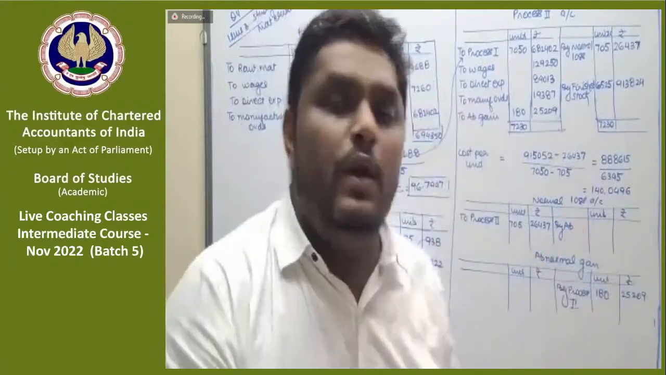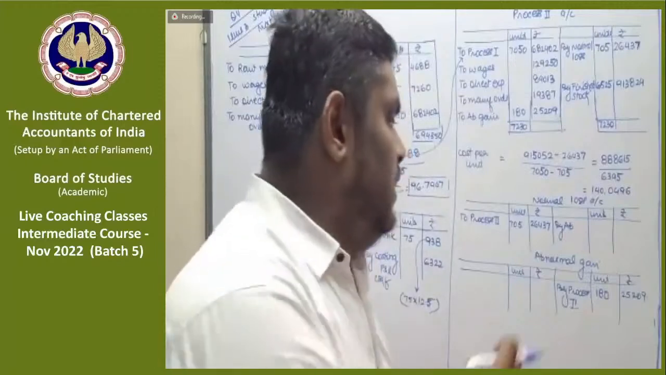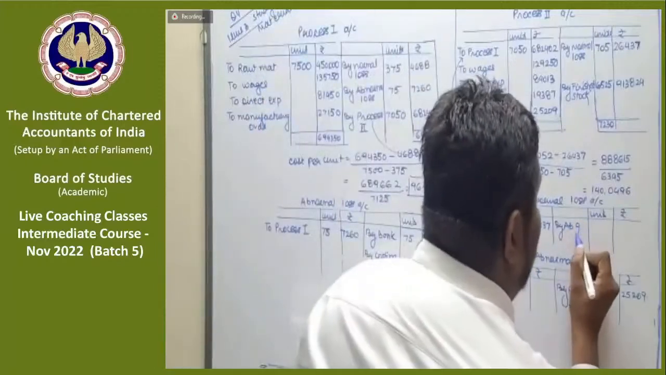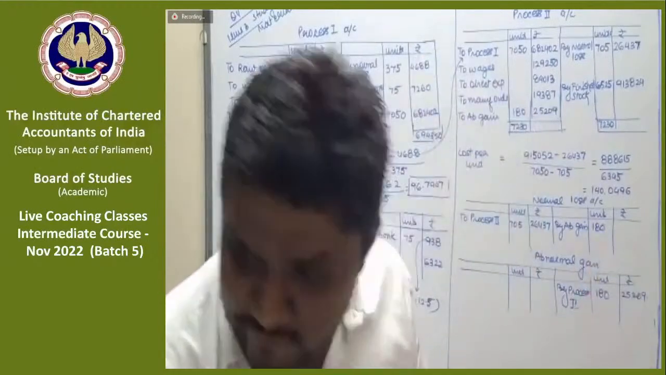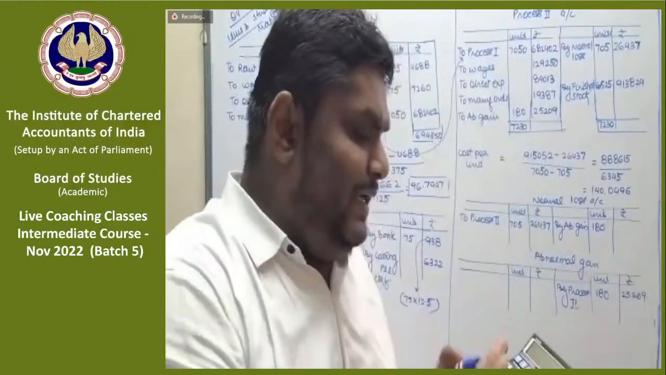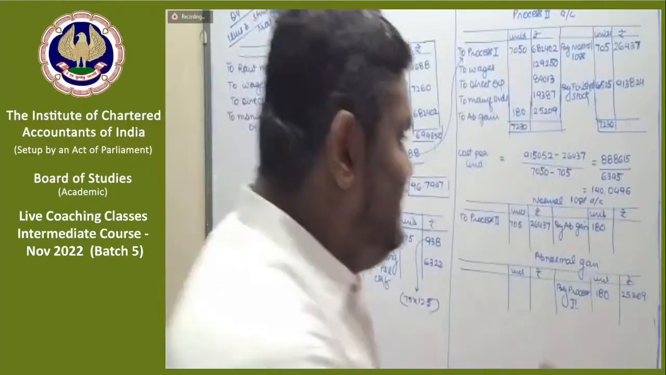I repeat again, what is abnormal gain? The saving in the normal loss. So we'll adjust the abnormal gain units, 180. Further, the scrap value on 180 is how much? 180 into 37.5. That is 6750.